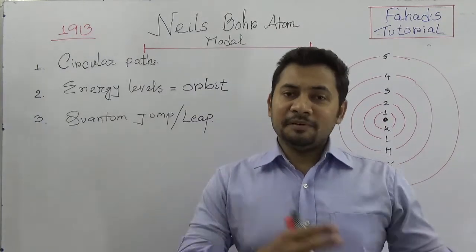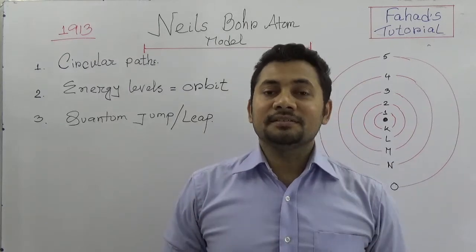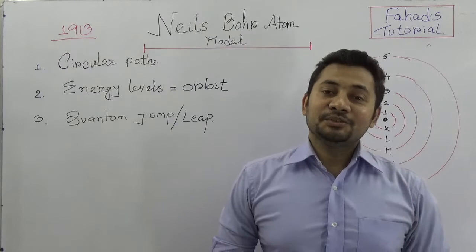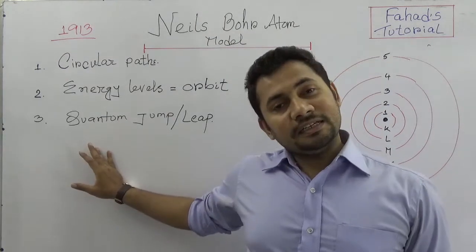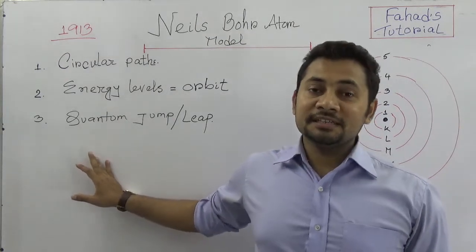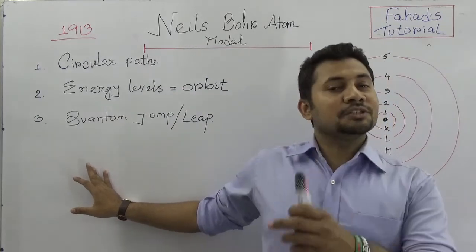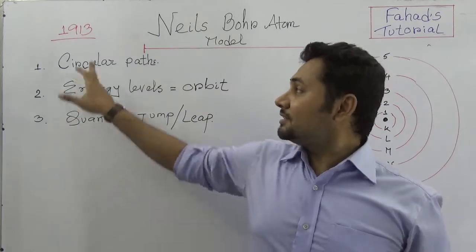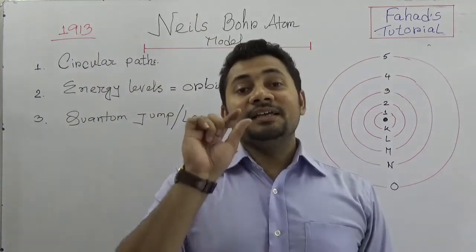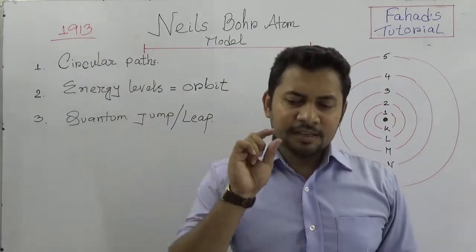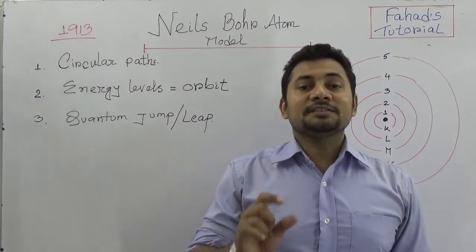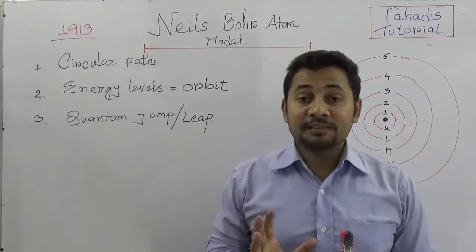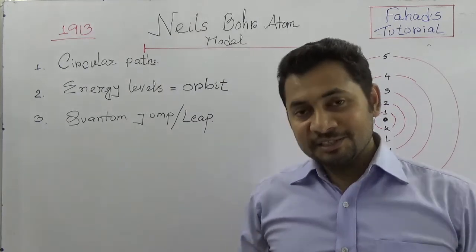As you know, in my previous video I already explained Rutherford's model and its limitations. In 1911 Rutherford stated the atom model, which is known as the solar model, but in 1913, two years later, Niels Bohr stated his model, which is a very momentous model and more acceptable than the Rutherford model. So what are the postulates of Niels Bohr's model?